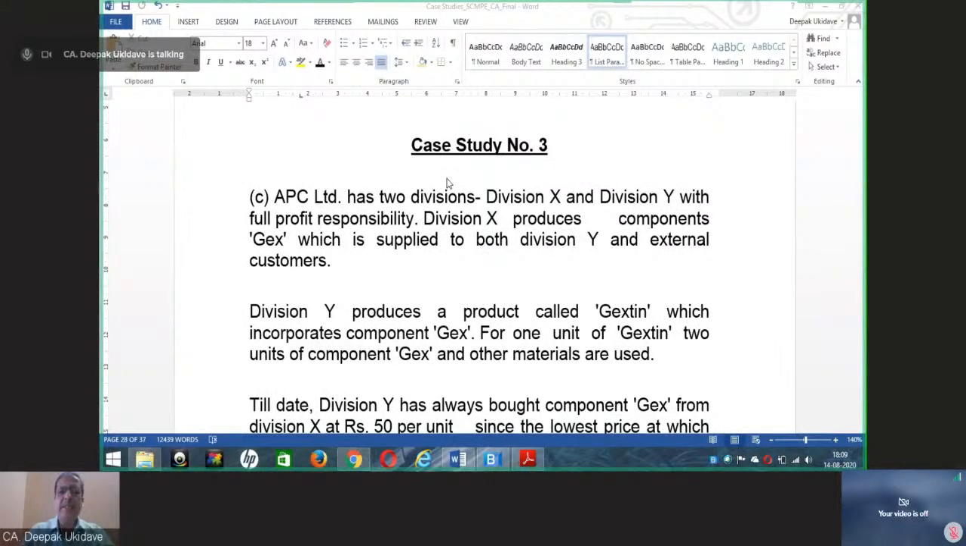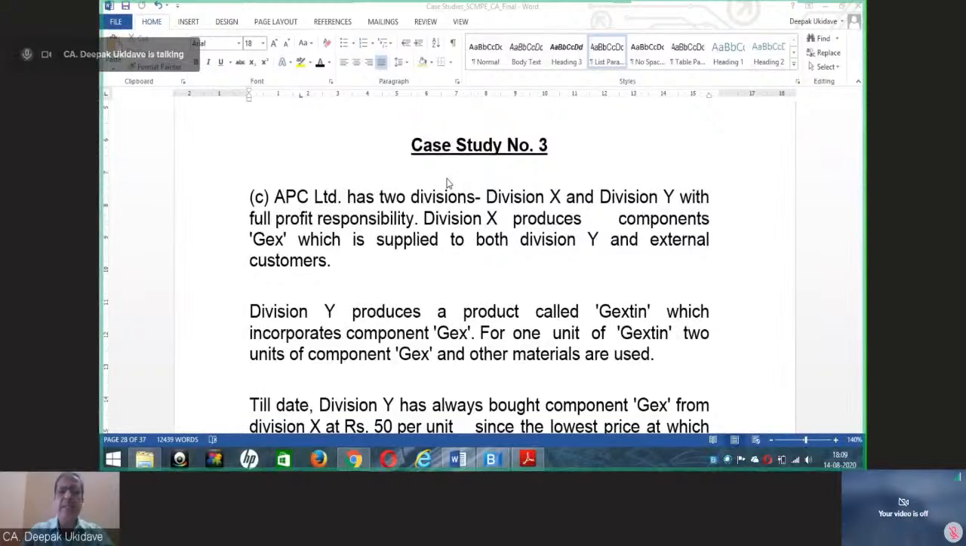So when you deduct 34 rupees from the selling price, which you have seen is 50, 50 minus 34 is the contribution per unit. It is 16. So all of you understood how this 16 is arrived at. 50 rupees is the selling price of Jex, minus total variable cost: 12 plus 16 is 28, plus 2 is 30, plus 4 is 34. So 50 minus 34 is 16. That is the contribution per unit.